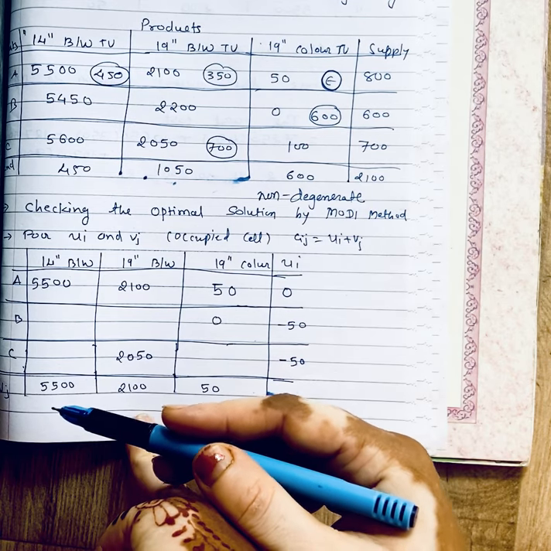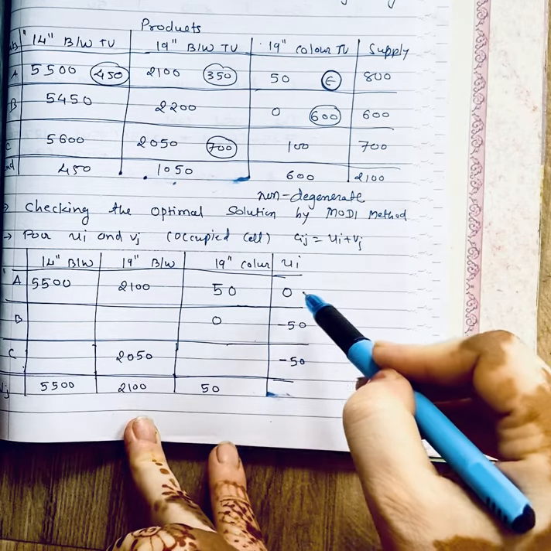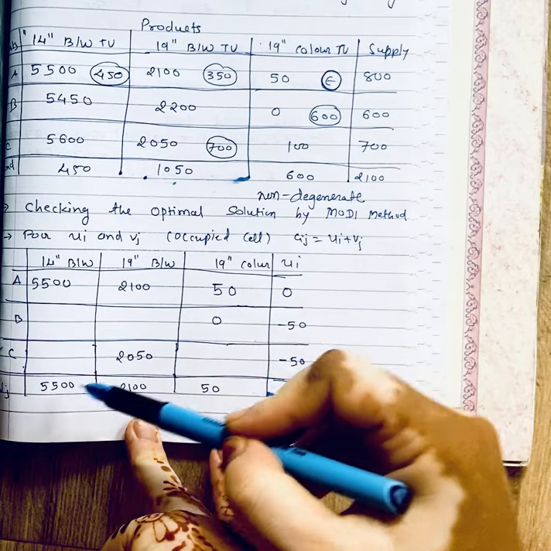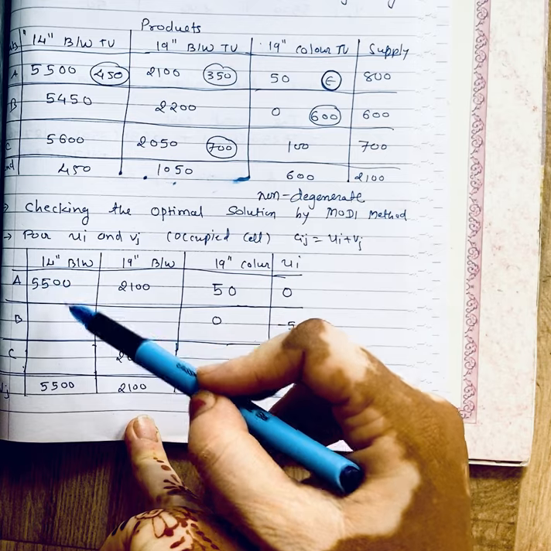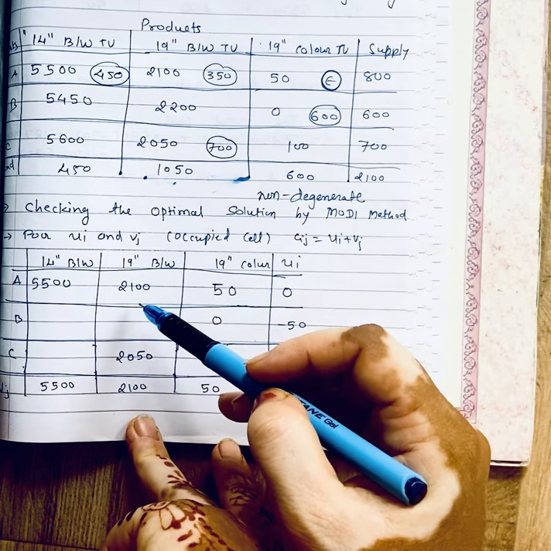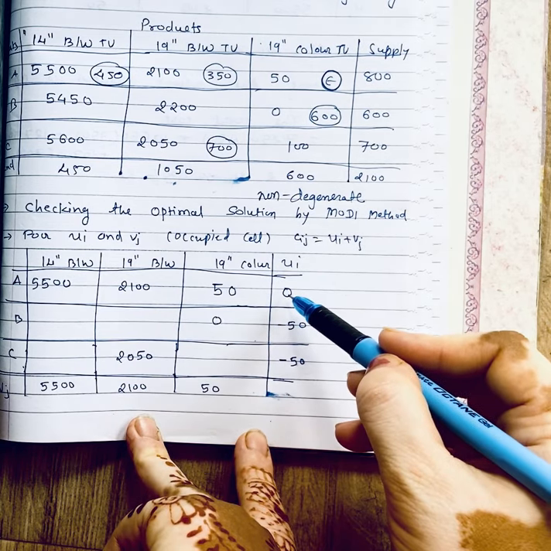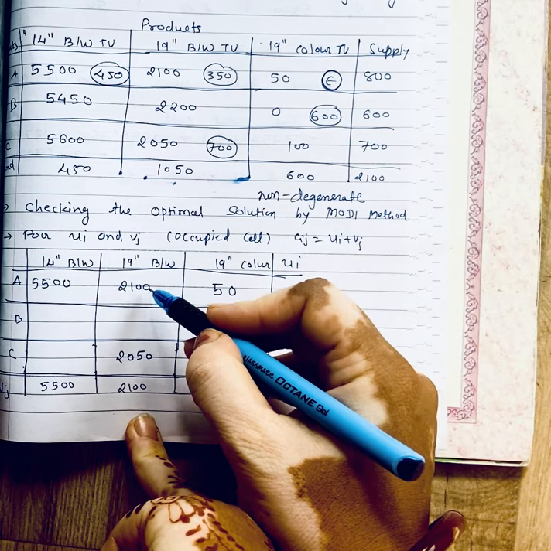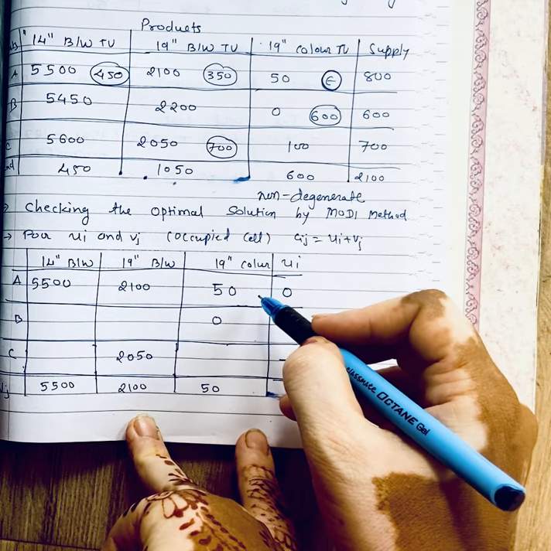Now we find dij. How do we find dij? We add this ui and vj. 5500 plus 0 is 5500, and 5500 minus 5500 gives 0. Similarly here, 2100 plus 0 is 2100, and subtract this amount from this: 2100 minus 2100, so again we get 0. Similarly here also we get 0.